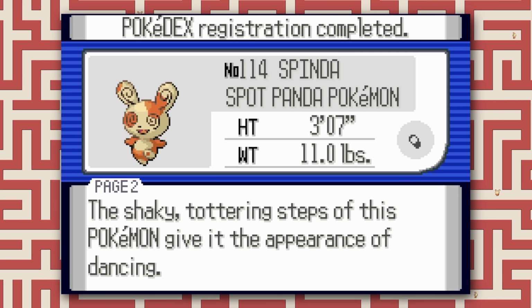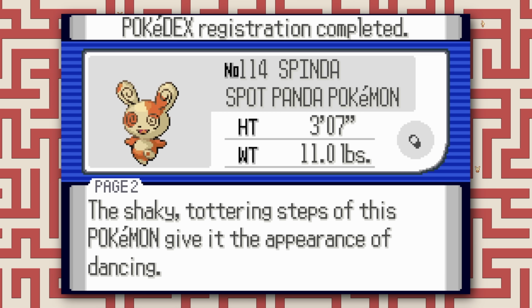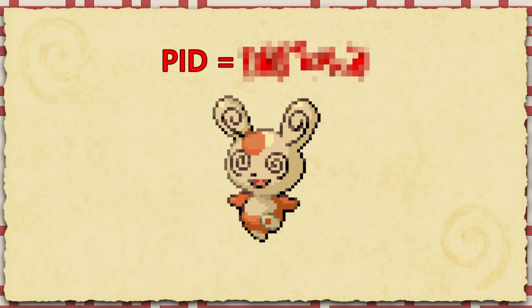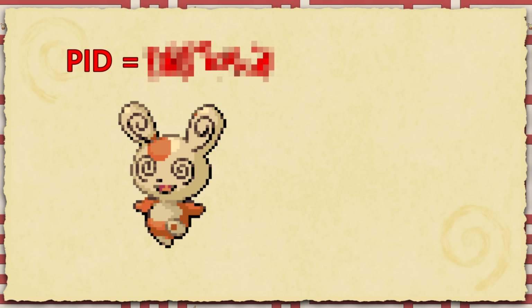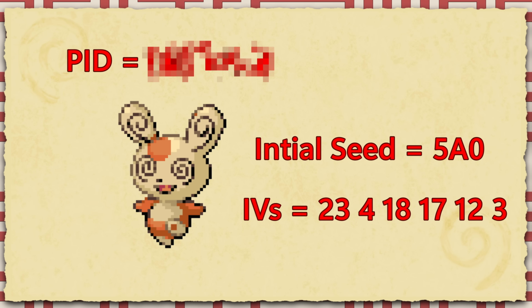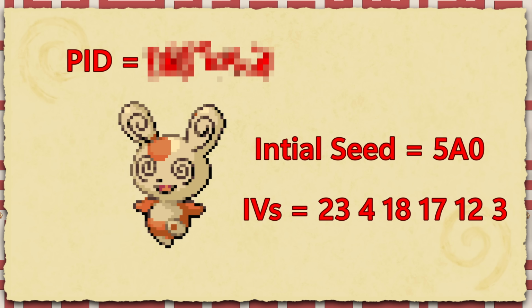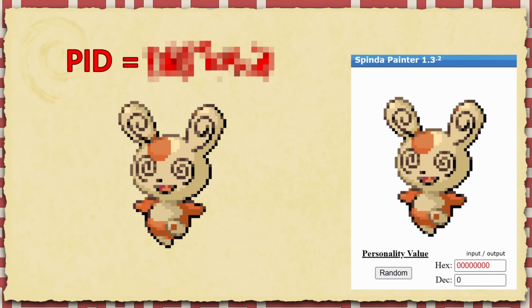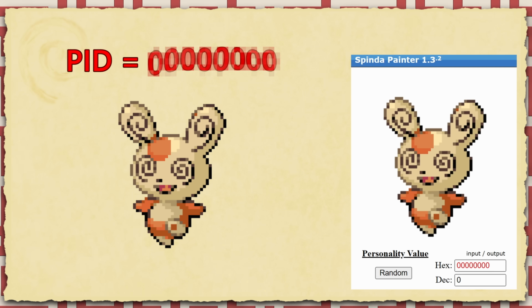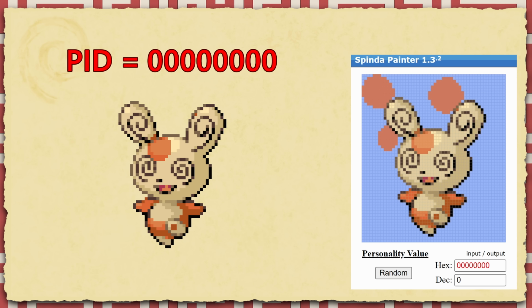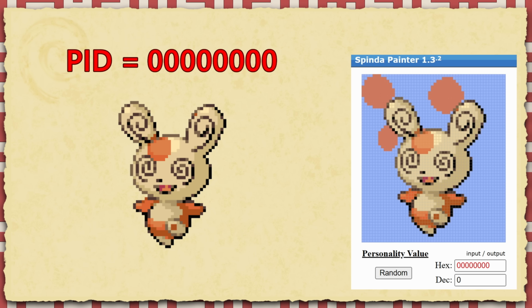To understand why the game behaves this way, we need to take a closer look at the pattern, specifically its associated PID. Normally, the PID is a hidden value only discernible if you have a bunch of other information, like the game's starting seed and the IVs of the Pokémon. But in this case, Spinda's pattern is a direct reflection of the PID, so we can reverse engineer it. Recreating this pattern in Spinda Painter reveals a PID of all zeros, meaning the game is probably not storing the original PID properly and defaults to 0 when creating the temporary Dex entry. The permanent entry works just fine though.